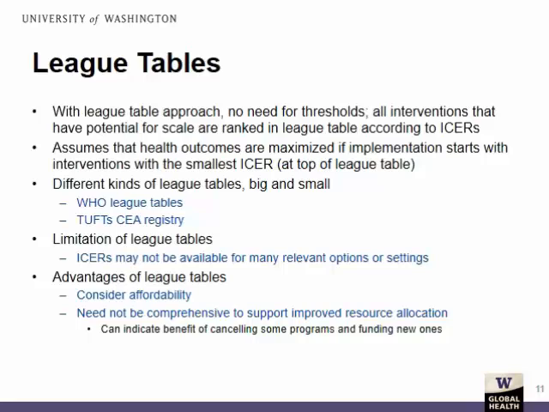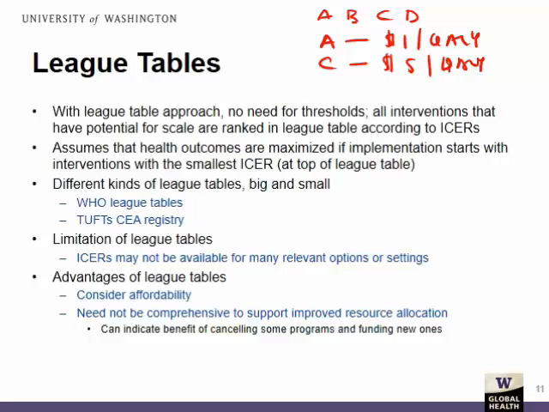Then the final way is called a league table, and a league table is essentially a list of ISAs ordered by increasing cost per quality. So let's say you had intervention A, B, C, and D. Intervention A has $1 per quality, an ISA, sorry. Intervention C has $5 per quality as an ISA. Intervention B has 50 per quality, and intervention D has maybe 500 or 800 per quality.